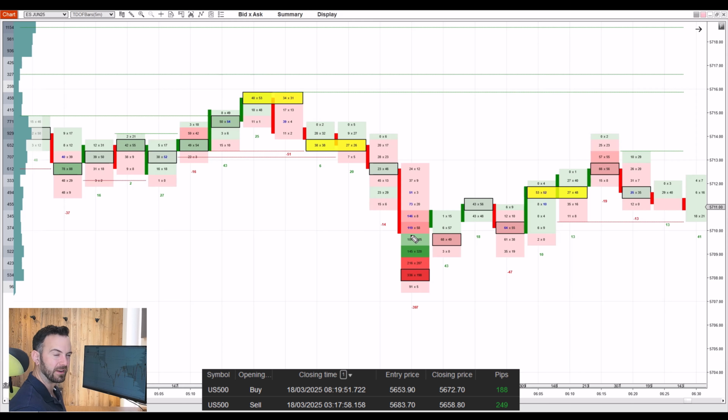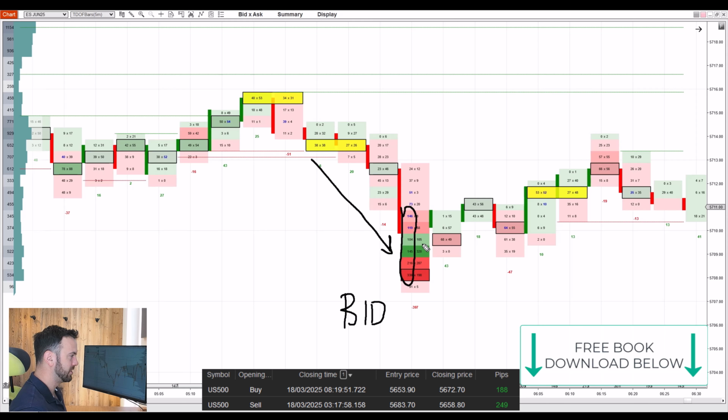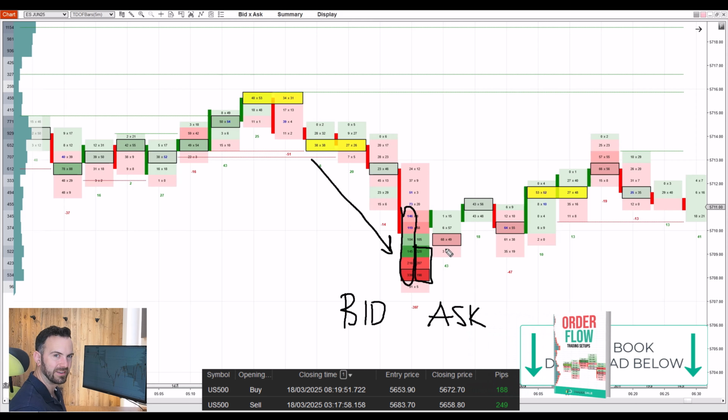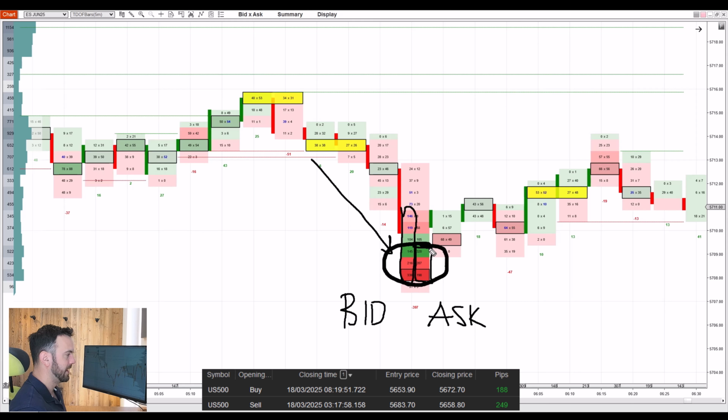I call this specific scenario or setup the absorption setup, because buyers are absorbing selling pressure, right? This is the selling pressure, which shows on bid, and the selling pressure, that's the heavy volumes, right? Heavy volumes by sellers, but the price doesn't move. Instead, what happens is buyers start to jump in with massive volumes on ask, that's buyers, and the price doesn't move. It stops. And massive volumes are both on bid and ask.